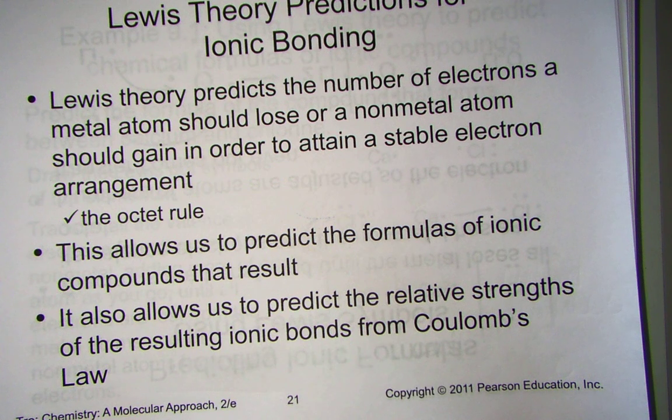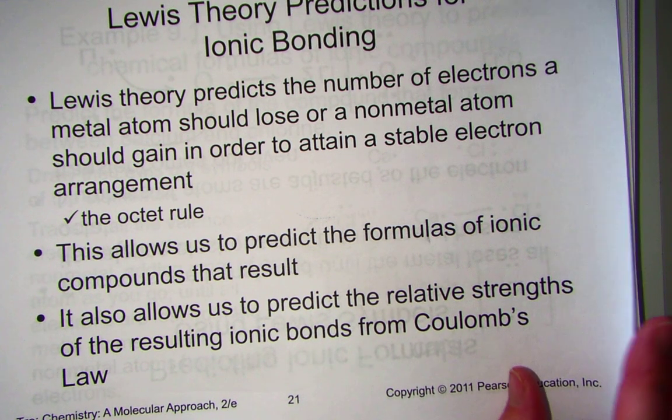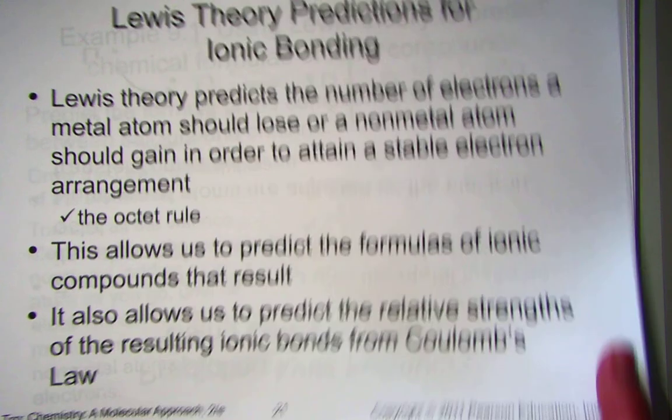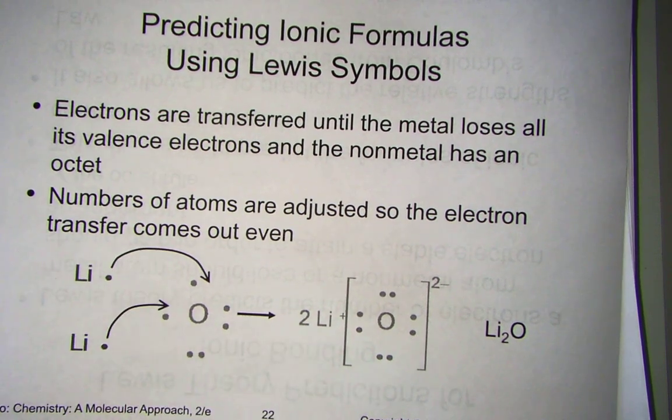The goal is to predict the relative strength of a resulting compound using Coulomb's law. Easily stated, ionic attractions of opposite charges are a very strong electrostatic bond. Very strong bonds. So electrons are transferred until the metal loses all its valence electrons, and the nonmetal gains until it fills its octet.